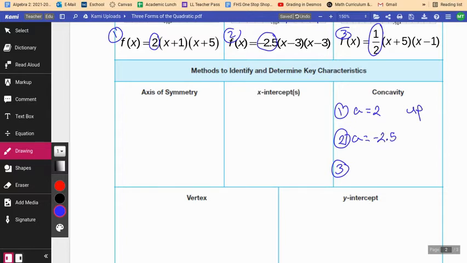In number 2, A is equal to negative 2.5. So negative tells me it's going to open down. And then number 3, A is equal to 1/2. So that also opens up. So again, from factored form, we can pull out the A value. Okay. The other key characteristic that factored form has are factors.